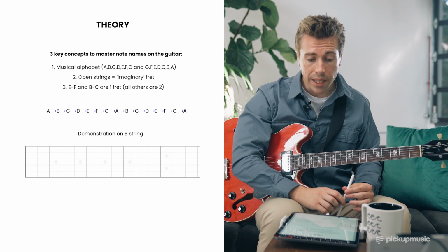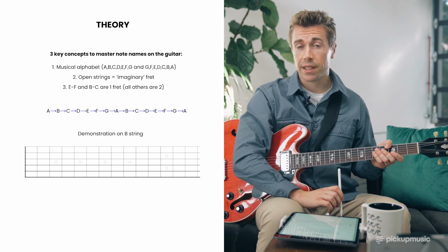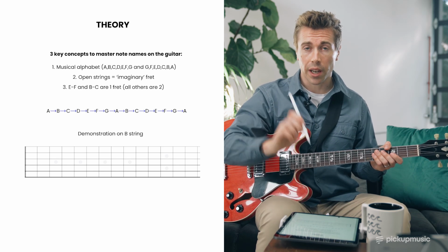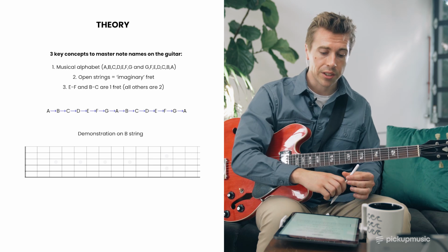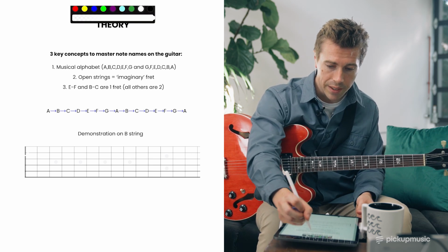And then number 3, between E and F is going to be 1 fret. Between B and C is going to be 1 fret. All other frets are going to be 2 frets. So let's start on our B string here. We got our open B.